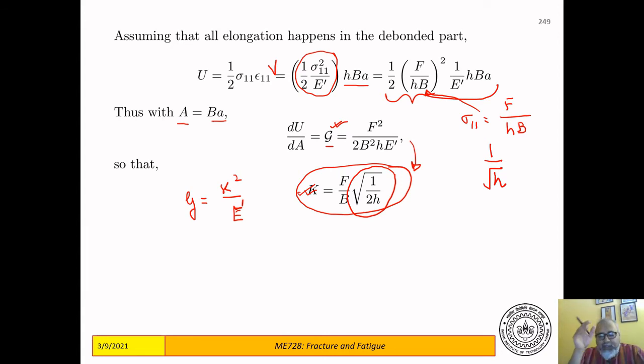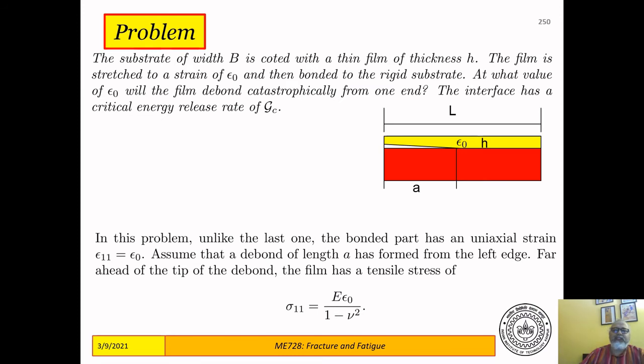Okay, let's take a similar problem. In this problem, what we have done is, we have taken a film, we have strained it uniaxially in the x1 direction, first by a strain of epsilon naught, and then we have pasted it on this rigid substrate. It's again a thin film, so similar considerations about the state of stress apply here as well.